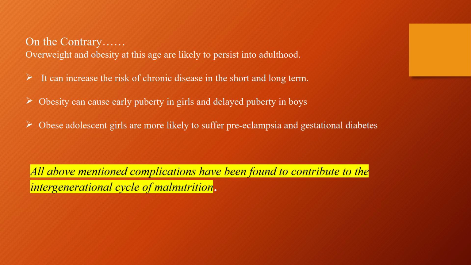This is very important. We have seen the effects of undernutrition as well as the effects of overnutrition, that means overweight and obesity. If you collect all these things, you will find that they may travel from generation to generation and contribute to the intergenerational cycle of malnutrition. This one has to be kept in mind.